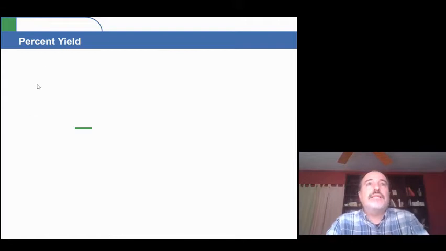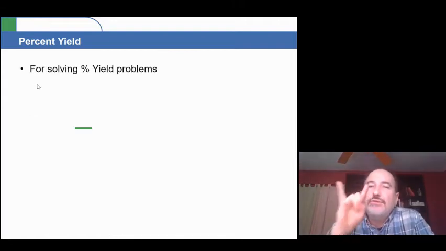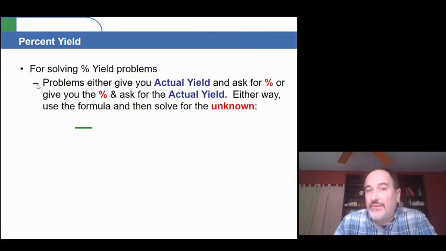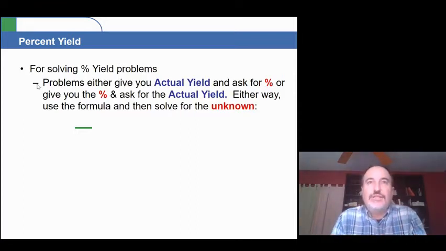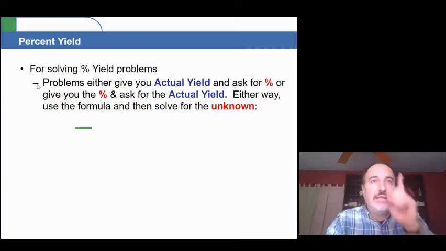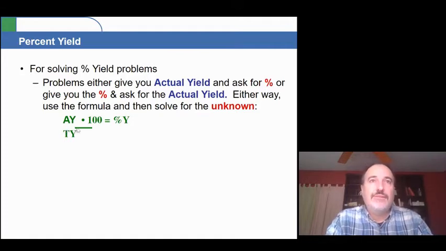Now, when you come across these problems, they come in two basic varieties. The problems will either give you the actual yield and ask for the percentage, or they will give you the percentage and then ask for the actual yield. Either way, you're going to be calculating the theoretical yield using stoichiometry, and you're going to be using this formula, the one I just gave you. Actual yield divided by theoretical yield times 100 equals the percent yield.